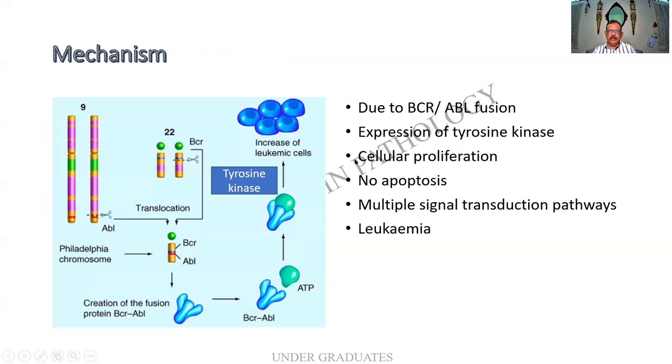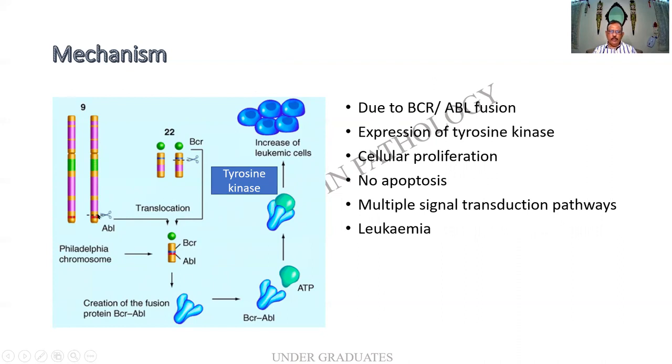Coming back to the mechanism of the Philadelphia chromosome. There is a fusion of the BCR and the ABL gene that is shown over here, after which there is an expression of the tyrosine kinase, which leads to unlimited cellular proliferation and leukemia. Also, there is no apoptosis and multiple signaling pathways lead to leukemia. This particular diagram, if you can draw it, will definitely fetch you marks.